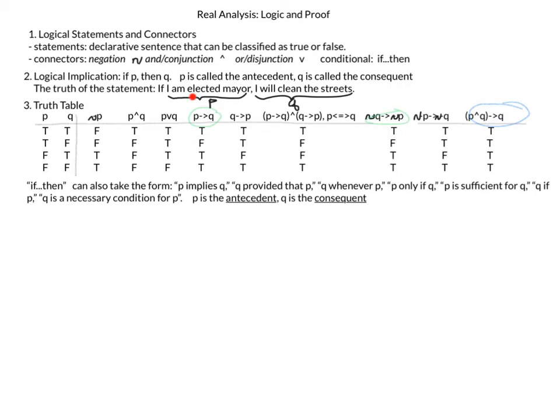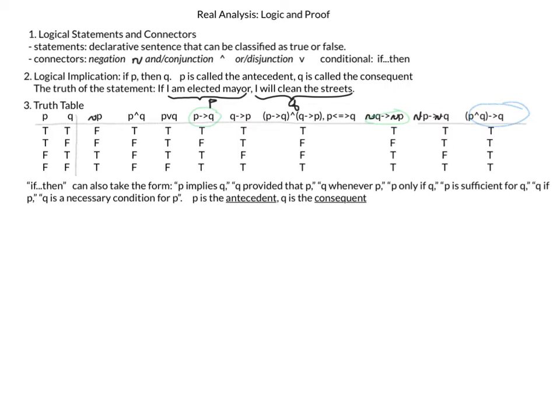Now, what happens if I am not elected mayor? Those are our next two cases. Well, if I'm not elected mayor and I go ahead and clean the streets anyway, you wouldn't say that I lied to you when I was campaigning. So you would still say I'm a truthful person. And then if I am not elected mayor and I say, well, I'm not going to clean the streets for you, you'd still say I hadn't lied to you. So that's a true statement. So the implication is only false if the antecedent is true and the consequent is false. So that's the only case that we would say the implication is false.